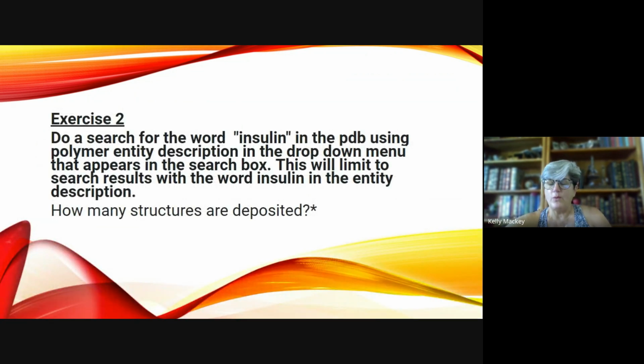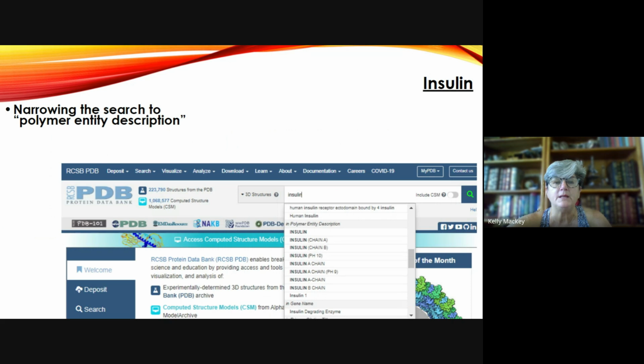So now we move away from the protein that we deposited, and now we're just doing a basic search for insulin. And the directions were to use the polymer entity description in the drop-down menu. I think at least a couple of people got a little lost there because they didn't get the right answers here. So if you go to the PDB and start typing in insulin, this drop-down menu automatically shows up, and it's huge. So I had to scroll down to get to the polymer entity description thing right there.